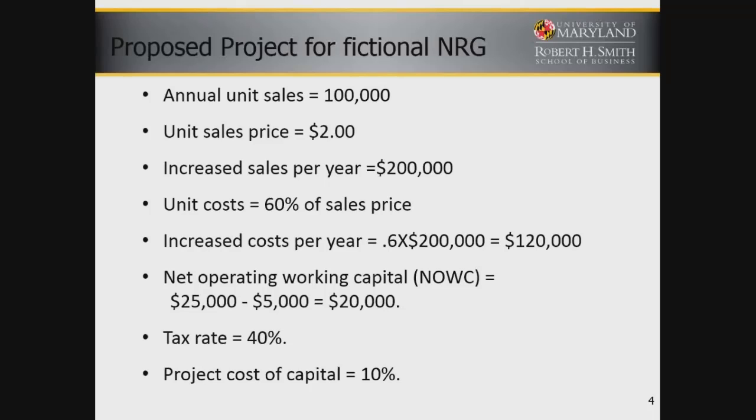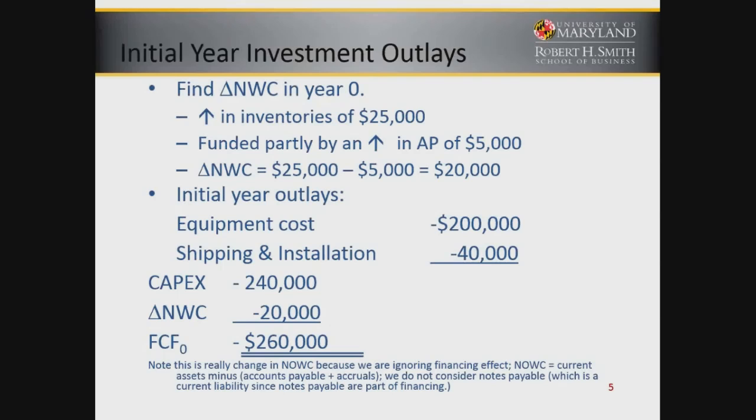And we're going to assume that this project is of equal risk to their other assets, and we're going to decide whether to accept or reject. So we need to look at a number of procedures and questions and analyze. So we found what's our investments in year 0, the increase in net working capital, an increase in inventories that is partially funded by an increase in payables. So therefore, our net working capital will go up by $20,000 in year 0.